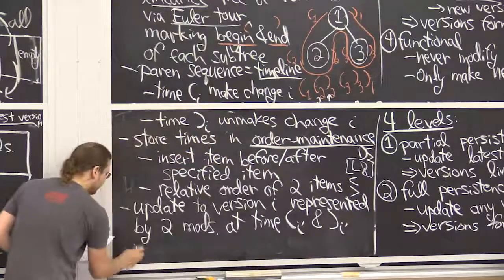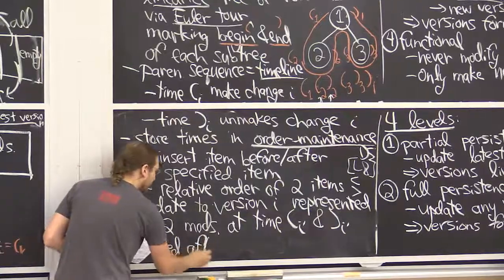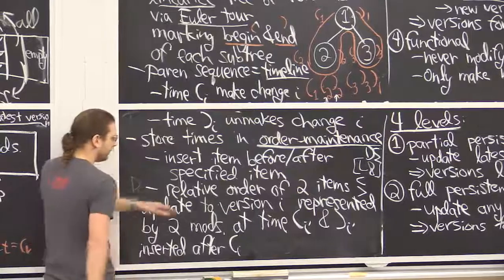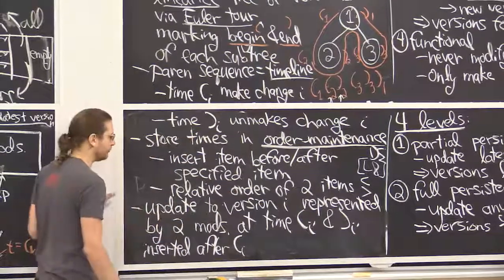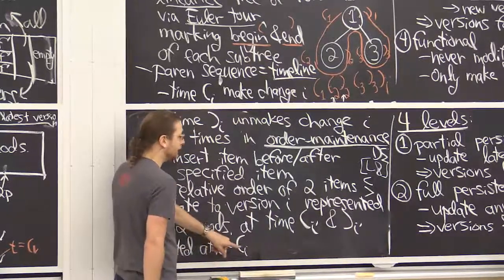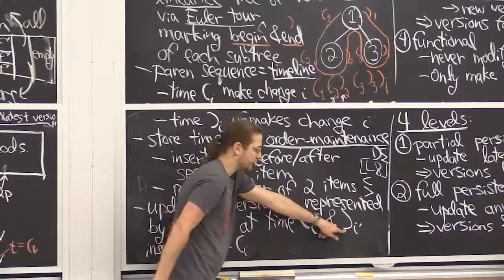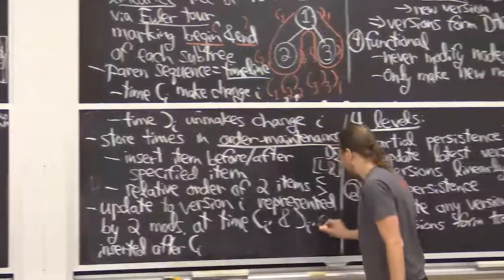And they will be inserted right after open paren i. So version i is the one I'm modifying. I'm calling the new version that I make i prime, just to give it a name. So I find the open paren i in the timeline, and then I insert this after it, and then I insert this after that. So what that looks like in the tree is that I have version i.